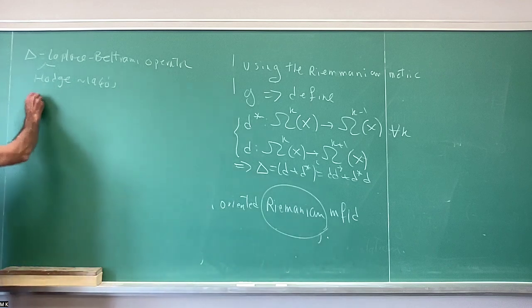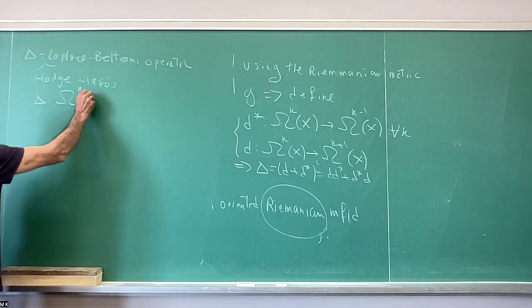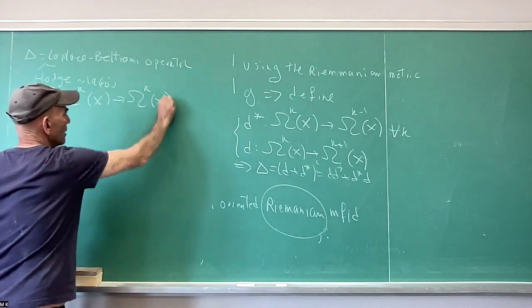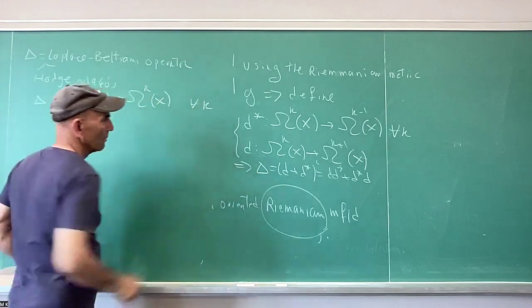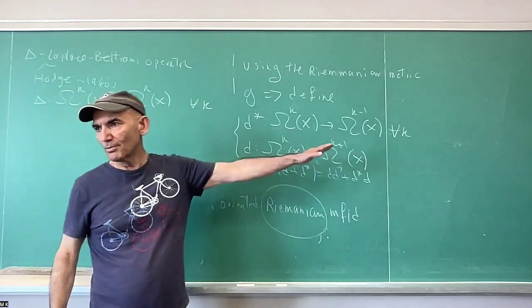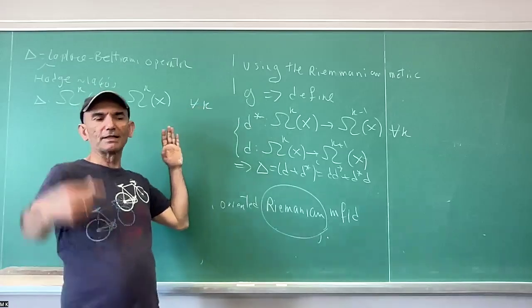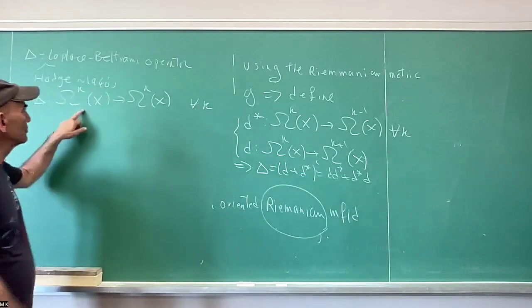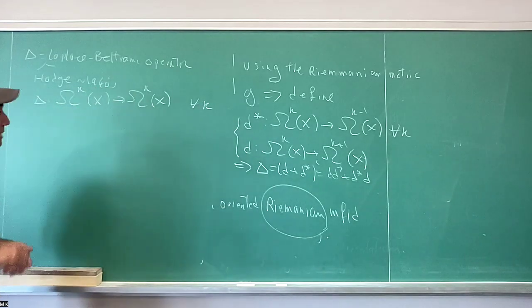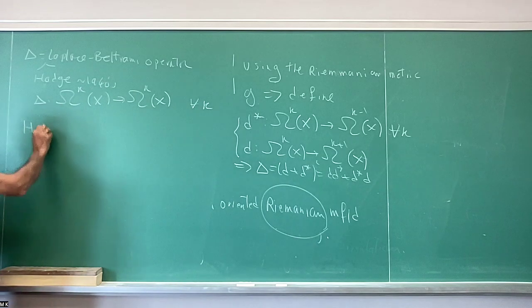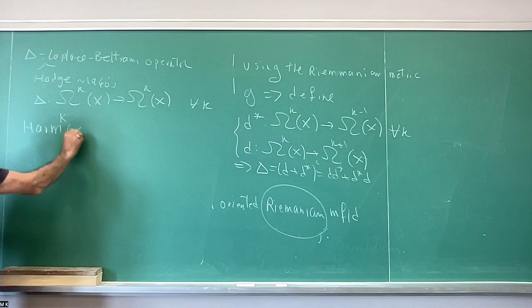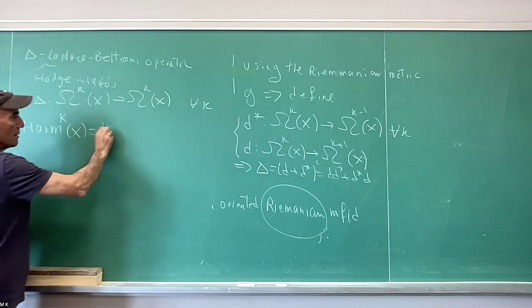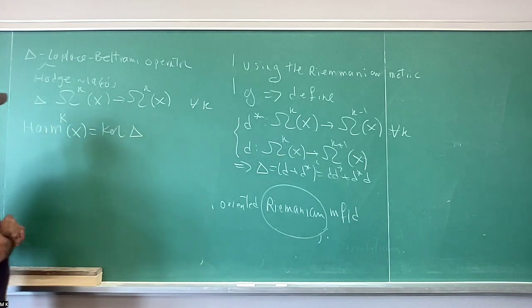So this delta, remember, goes from Omega^k(X) to Omega^k(X) for all k. Remember, d goes one dimension up, and then I use d star, one dimension down, it goes back, and then the other one goes in this direction. So they conspire together to define this thing which doesn't change the dimension. So now we define harmonic k-forms to be just the kernel of the Laplacian, the kernel of delta.